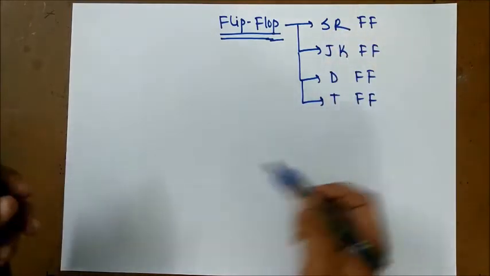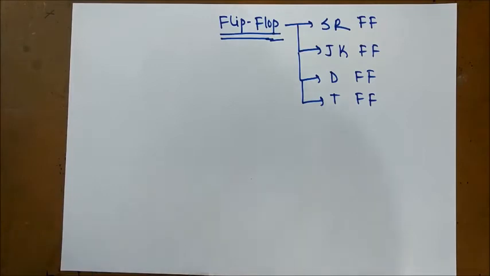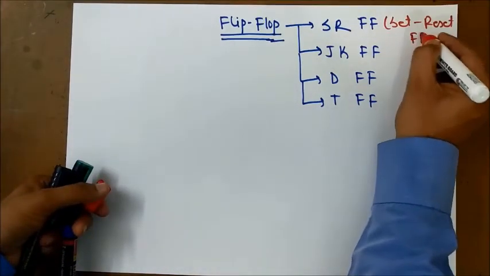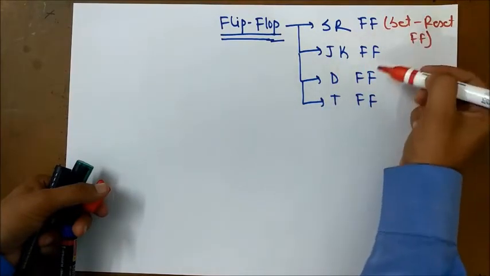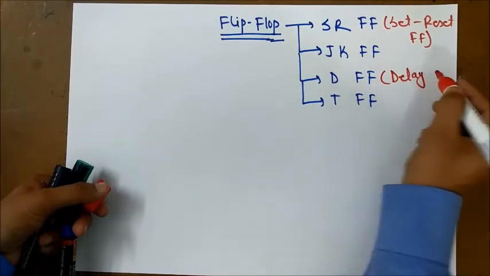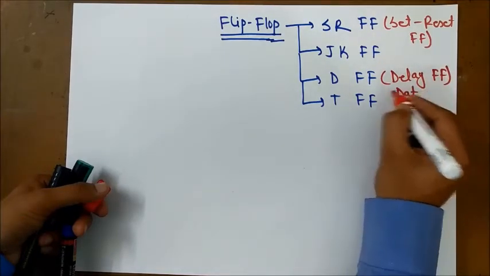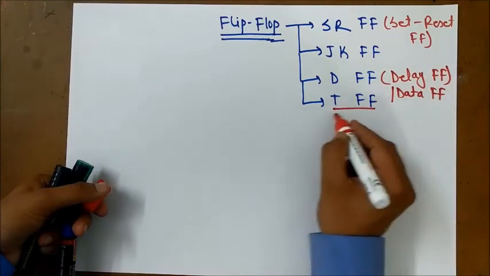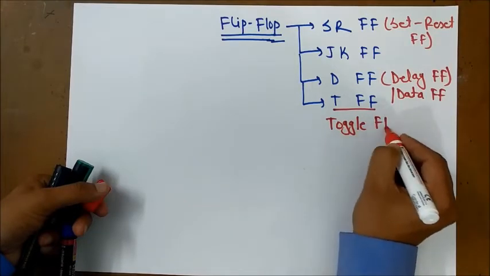This SR flip-flop is also known as set reset flip-flop. This S and R stands for set reset. This we can consider JK. It is a modification of SR flip-flop. D flip-flop we can consider as delay flip-flop or data flip-flop, and this T flip-flop, this T stands for toggle flip-flop.